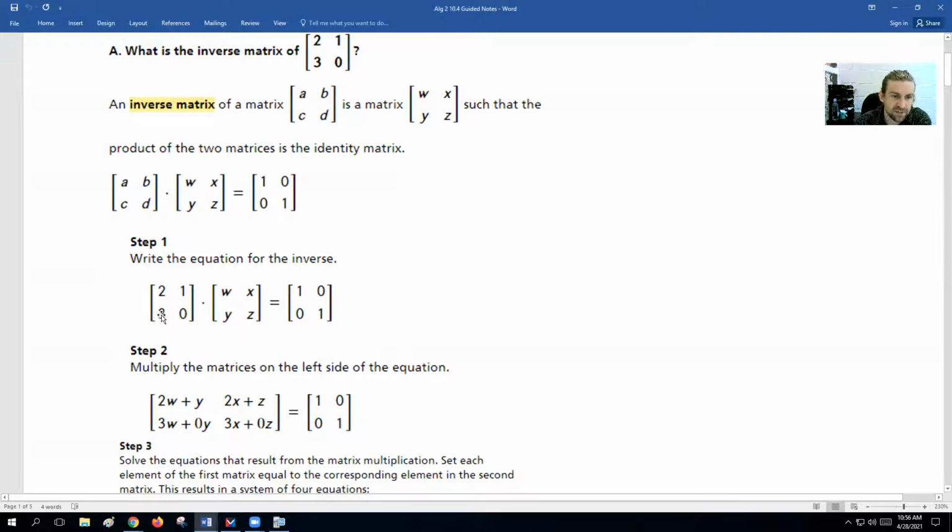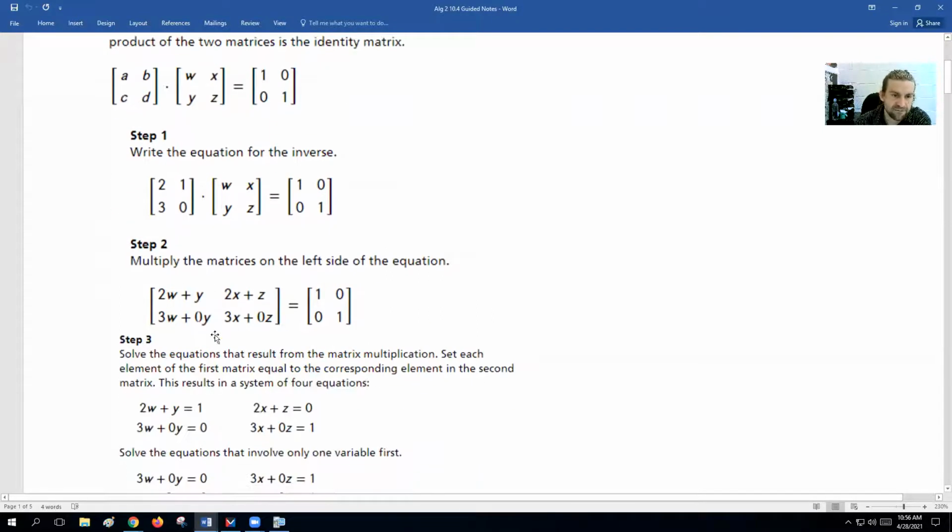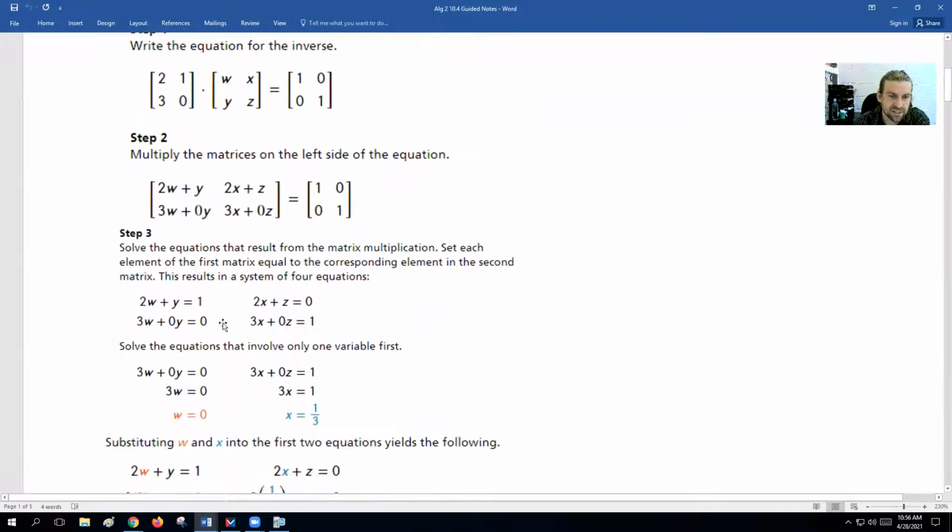And we move on to this next row here. 3 times w is 3w, 0 times y is 0y. And then we can multiply 3 times x is 3x, 0 times z is 0z. So we have this expression here. Now we look to the identity matrix, and we can set up a bunch of different problems. We know that 2w plus y has to equal 1, and 3w plus 0y has to equal 0. That's a system of equations that we can solve.